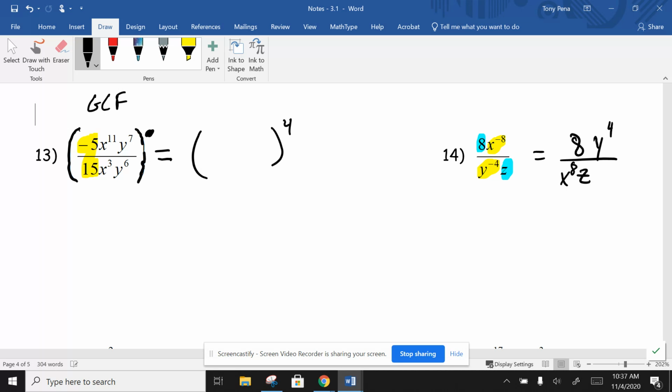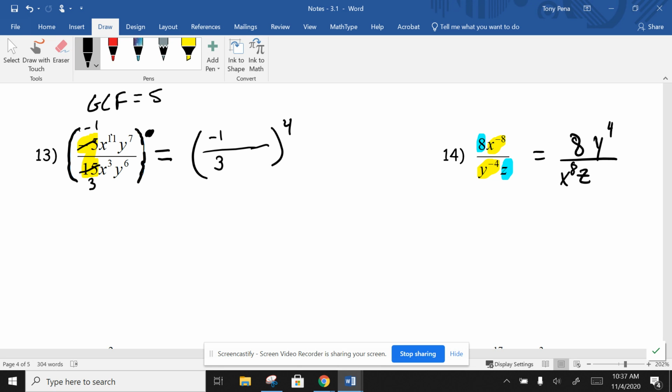So when we do those numbers, you have a negative 5 divided by a 15. The greatest common factor of those would have been a 5. So if I did a negative 5 divided by 5, that should leave me with a negative 1 in the numerator. And then 15 divided by 5 should give me a 3 in my denominator. So it just reduces to be a 1/3, and it would be a negative 1/3.